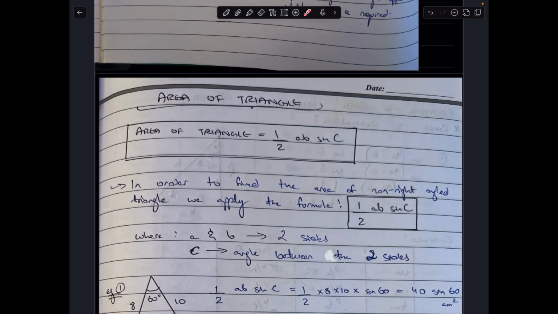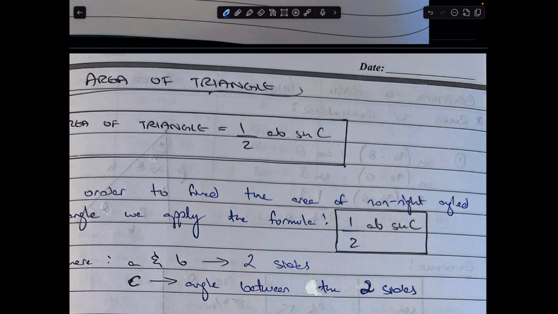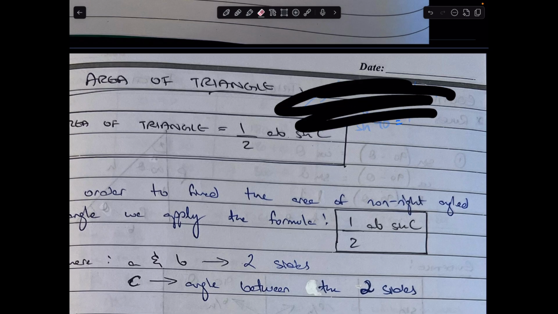Alright. So before we wrap up, I'd also like you all to appreciate the fact that the area of a right angle triangle is derived from this formula too. That is, sine 90 degrees is equal to 1. Thus, the area of a right angle triangle is simply a times b, that is the base times the perpendicular height.